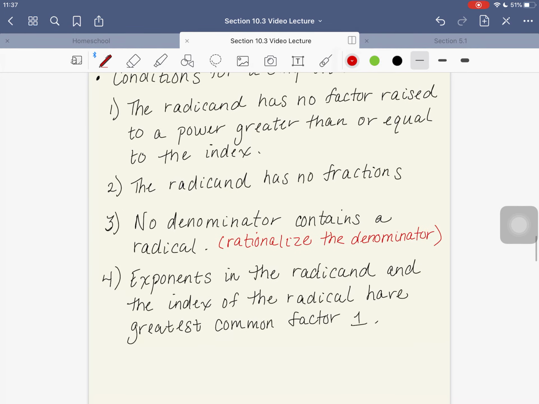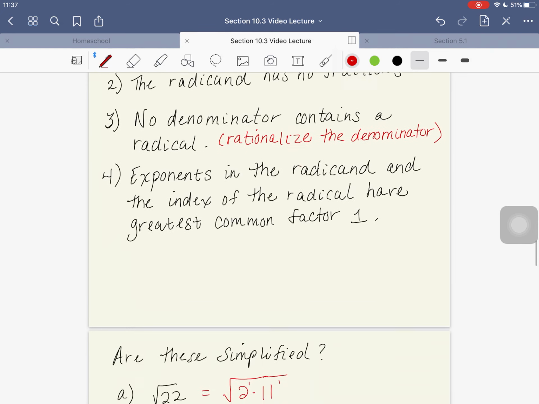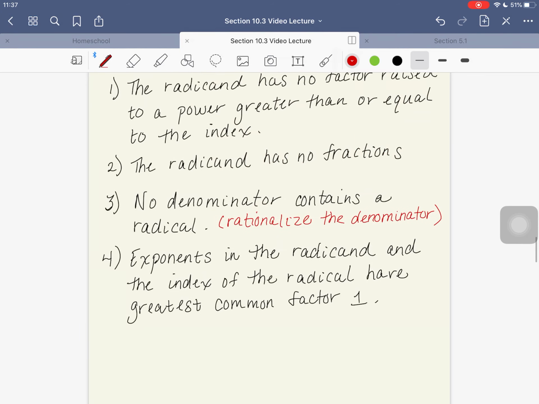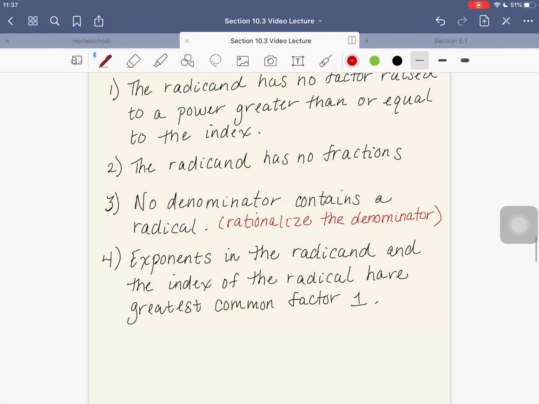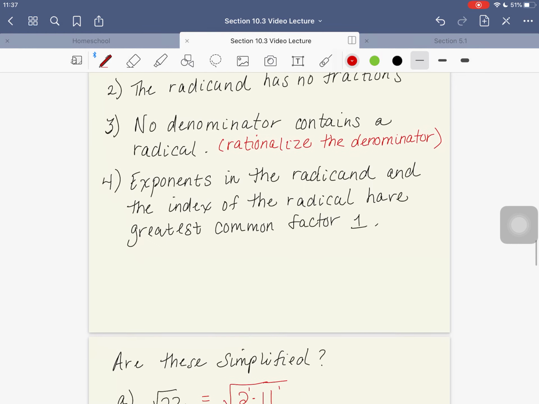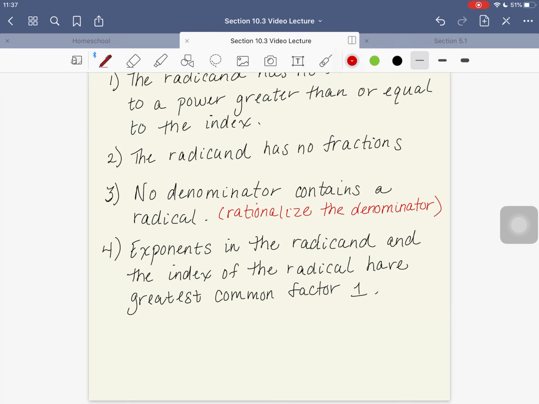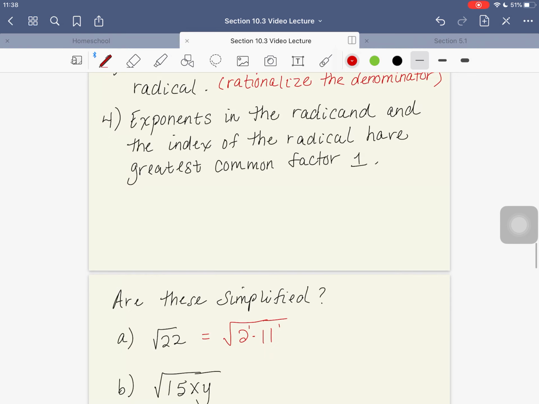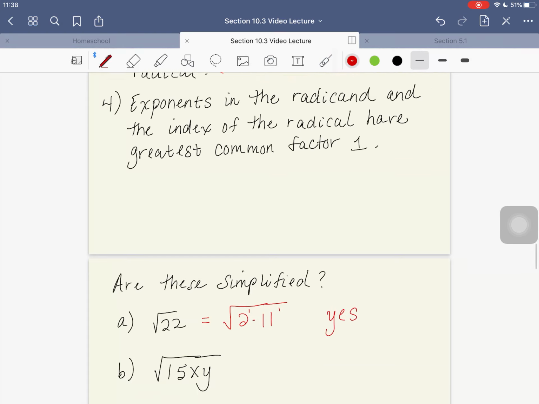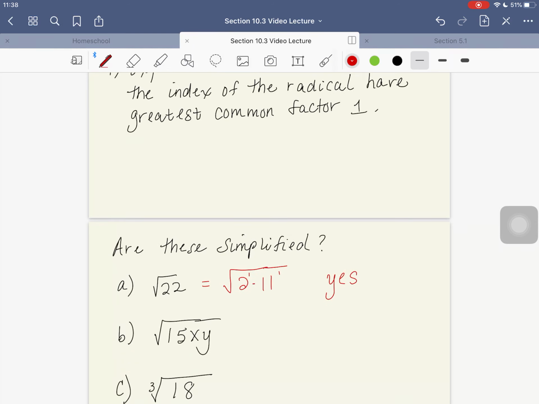If you look at the second condition, the radicand has no fractions, and it does not. The denominator does not contain a radical. There's no denominator there. And then the exponents in the radicand and the index of the radical have greatest common factor 1, and the greatest common factor of this understood 2 and 1 would be 1. So that is in simplified form. So we will say yes.